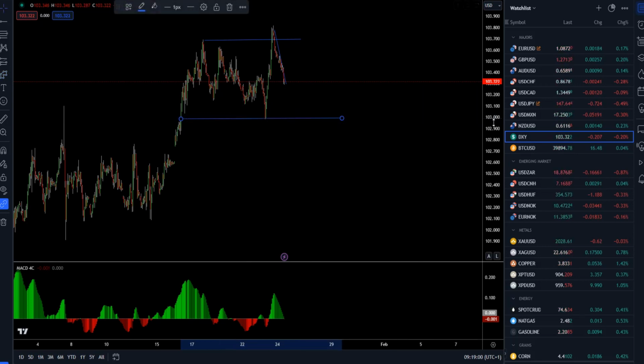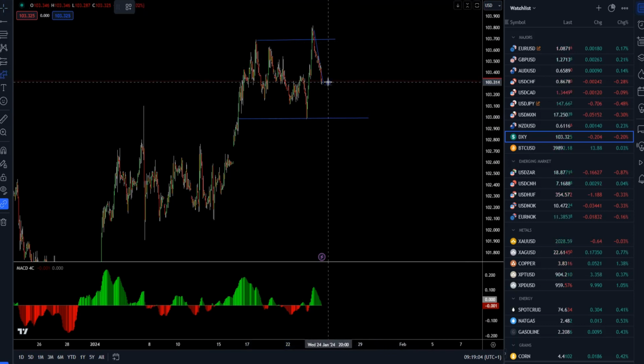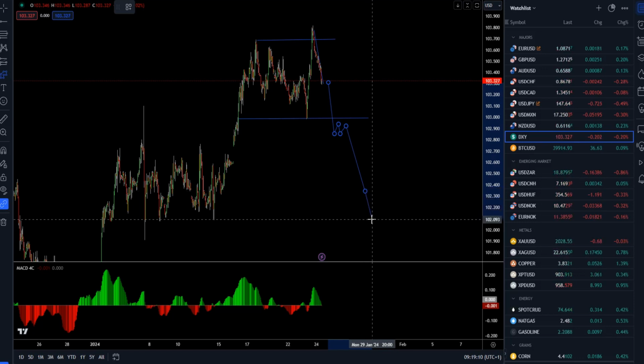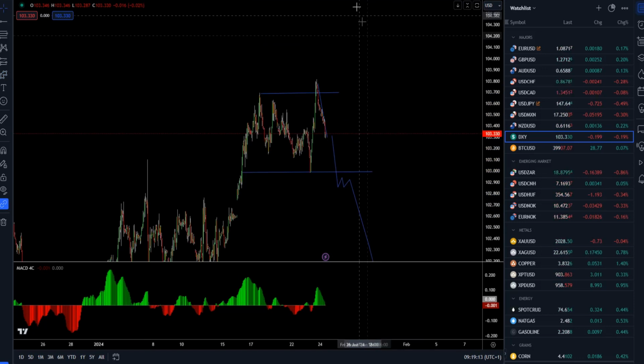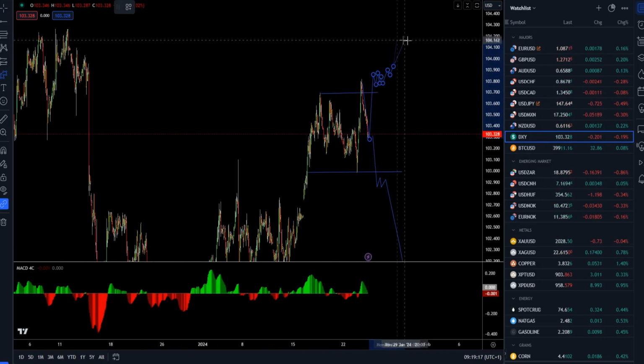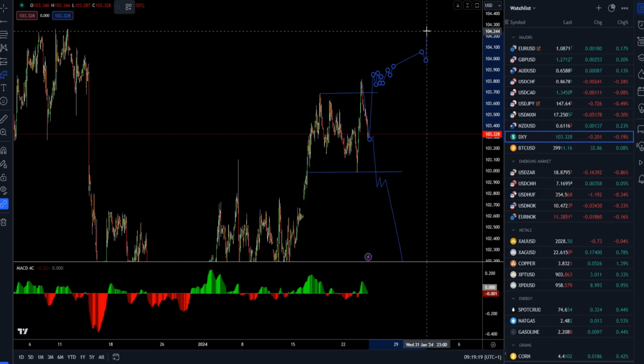So if the market can trade below 103, this can open a door for eventual downside movement towards the 102.35 level or the 102 mark. If the market can retake this and then still hold above, then that will be a good sign for a retest of the 104 mark or even 104.25.